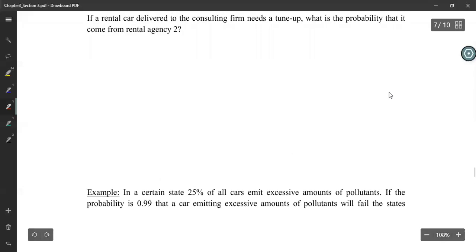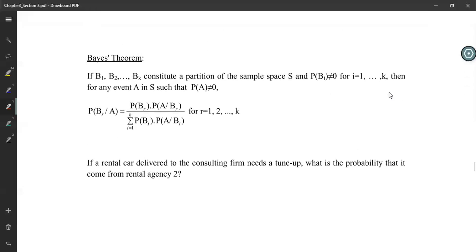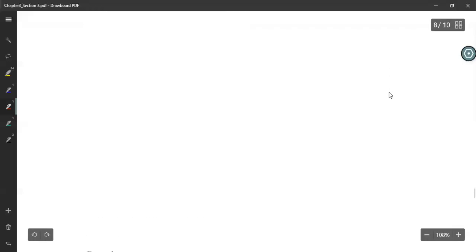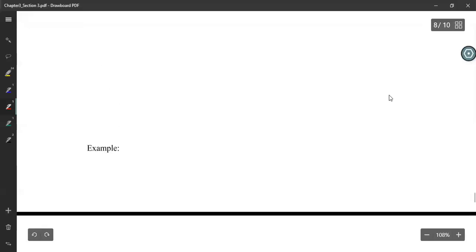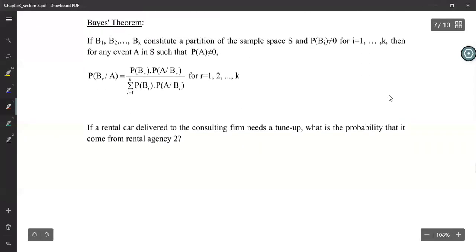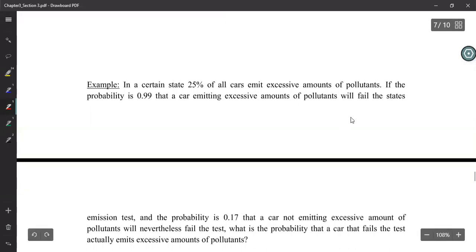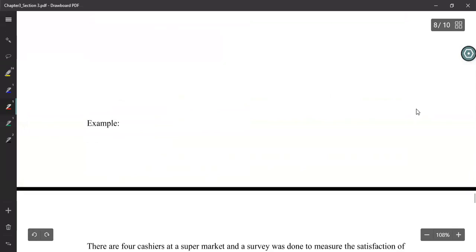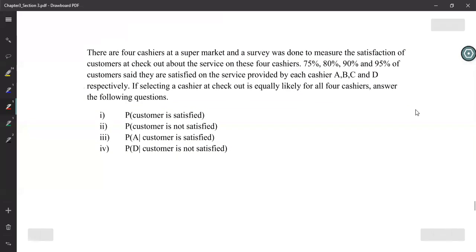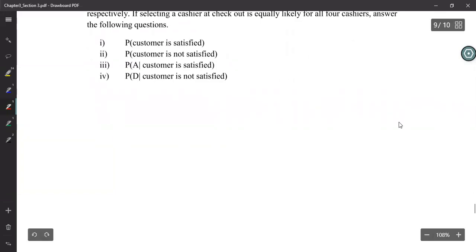I will upload this document for you. In the last two pages, you have two examples. The first is about the pollutants and emissions. So try that one. And the next example is about the supermarket survey. See whether you can do these two examples. That will be your assignment. I will upload it to the LMS.